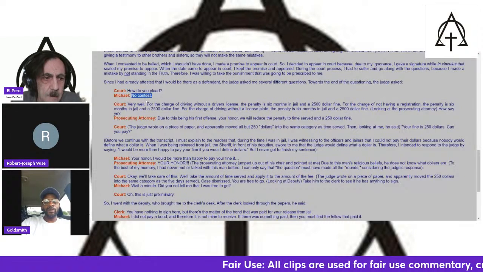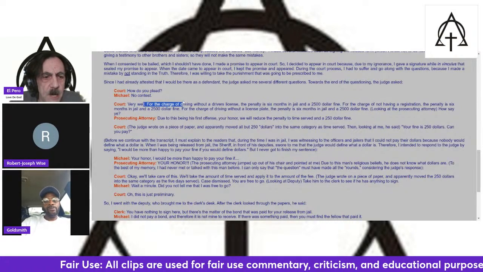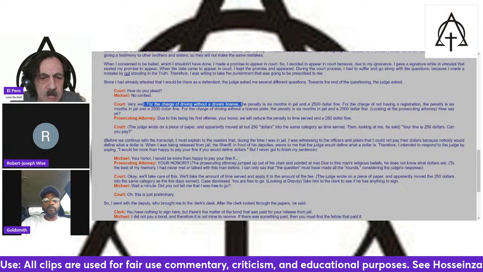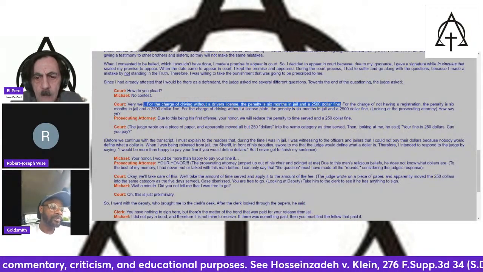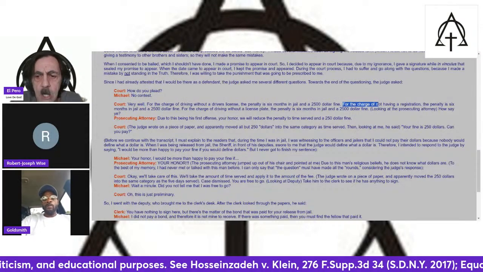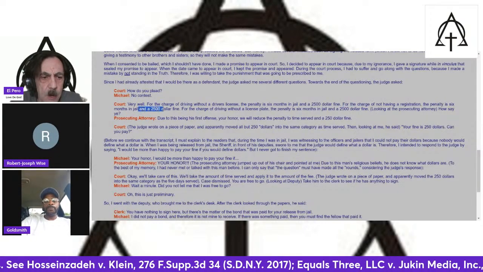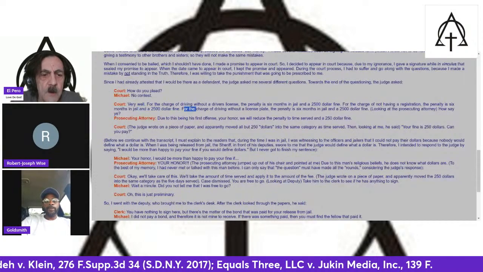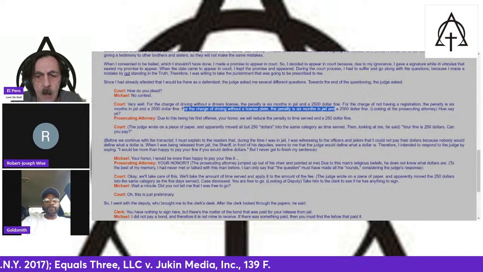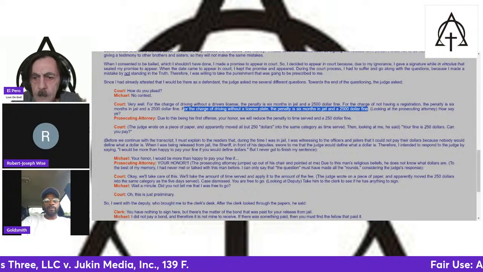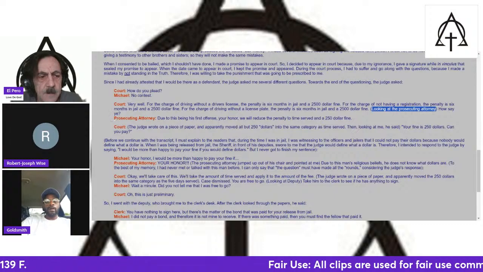It is an error. He goes on and says, "Very well. For the charge of driving without a driver's license, the penalty is 6 months in jail and a $2,500 fine. For the charge of not having a registration, the penalty is 6 months in jail and a $2,500 fine. For the charge of driving without a license plate, the penalty is 6 months in jail and $2,500 fine." Looking at the prosecuting attorney, how say ye?